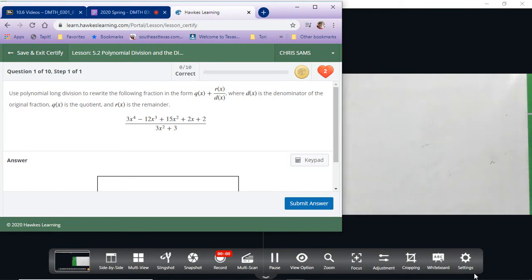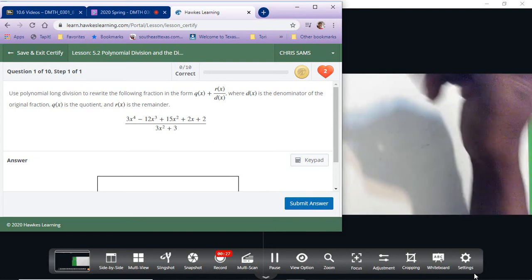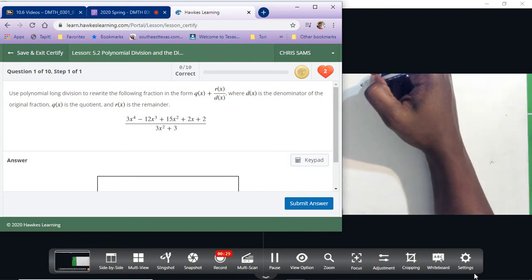Alright, 5.2. We are going to be doing polynomial division. There's two ways. There's long division and there is synthetic division. Both are useful in different scenarios. For example, in this problem, number 1 in 5.2, this problem is going to be better to do with long division.